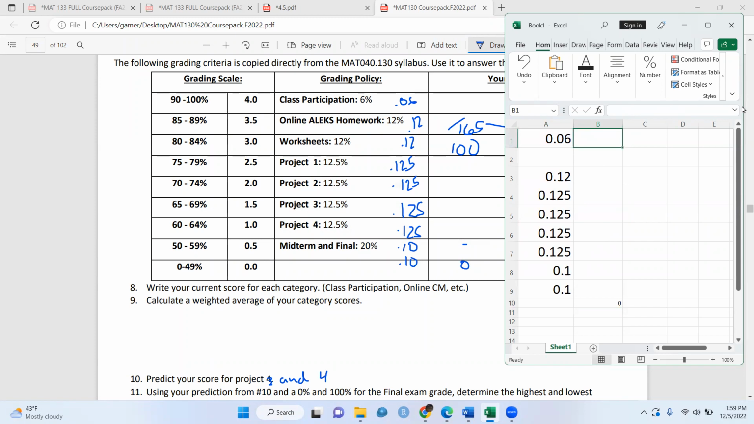So if I had 100% class participation, if I had a worksheet should be 100, project 1 should be 100, project 2 70, project 3 80, project 4 90, project 5 or 70, and the final 65.